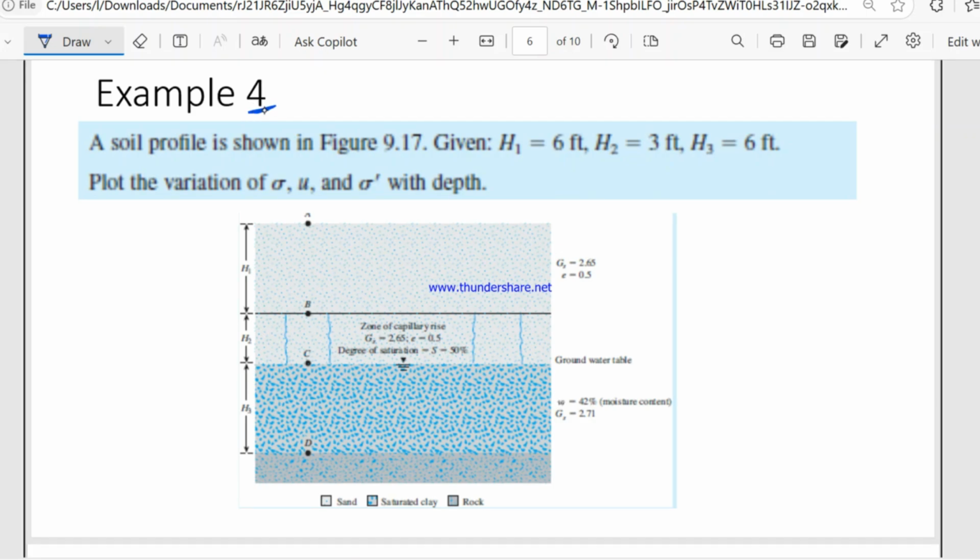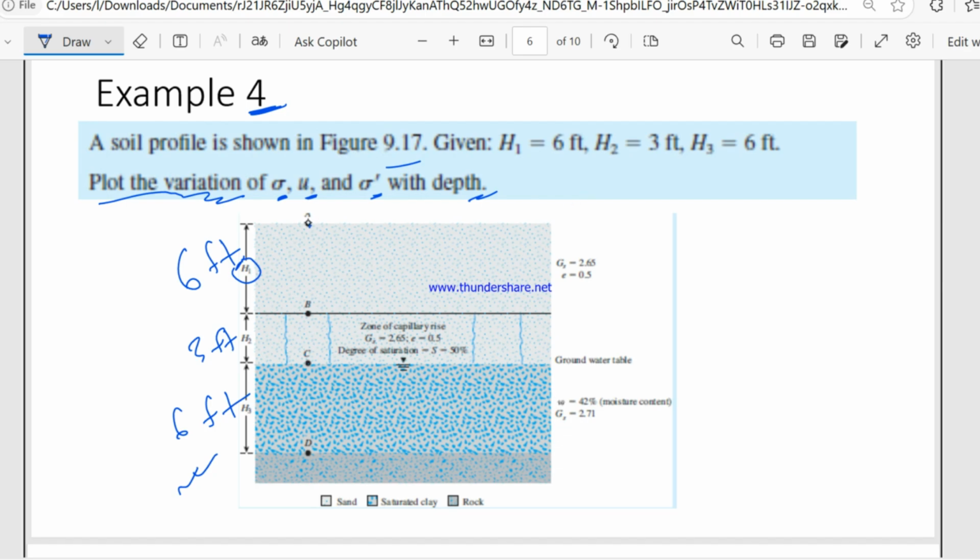Let's solve this example 4. The question is, a soil profile is shown in figure 9.17, and given h1, the distance for h1 is 6 feet, and h2 is 3 feet, and h3 is also 6 feet. Calculate total stress, pore water pressure, and effective stress, and plot the variations with depth.